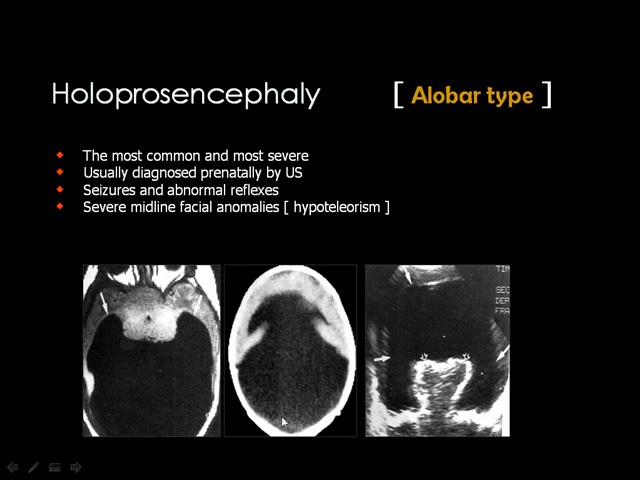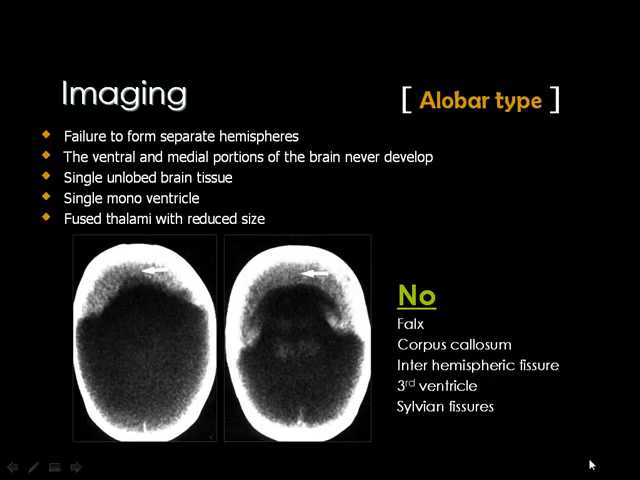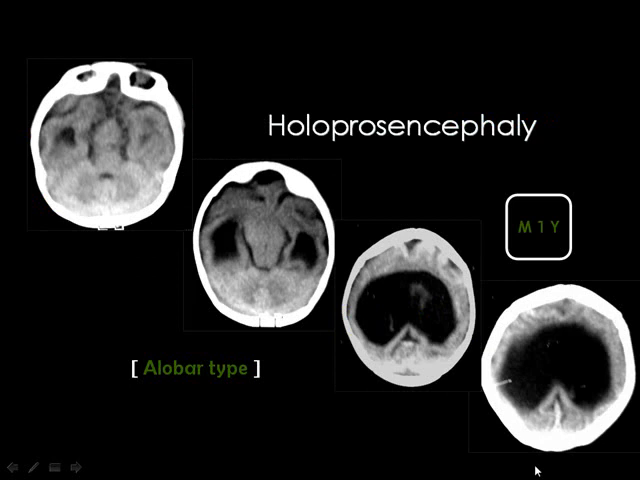Then if you see this characteristic configuration where the ventricles are represented by a single bag filled with water, then you know that this is the holoprosencephaly alobar type. No midline structures, no falx, no corpus callosum, no interhemispheric fissure, no third ventricle, and also no sylvian fissures. And you can see a bag of water representing the ventricular system. Most of the brain tissue in the supratentorial area is missing, except for some of the frontal brain tissue. Then this is a case of alobar type holoprosencephaly.